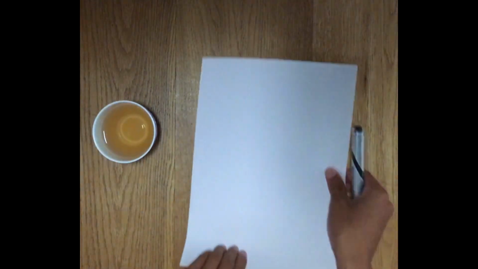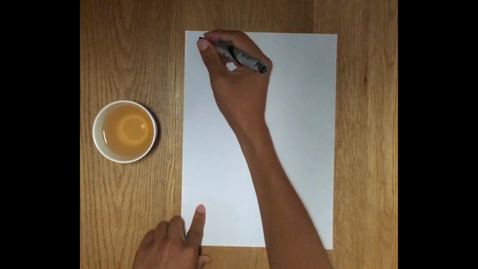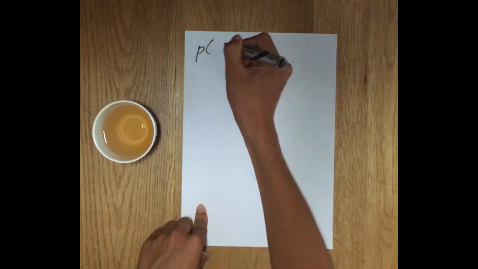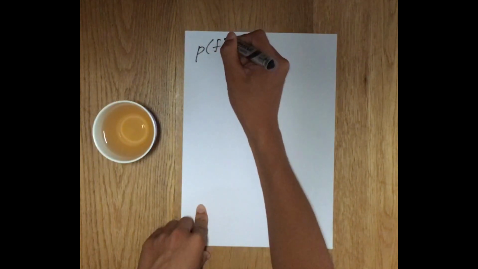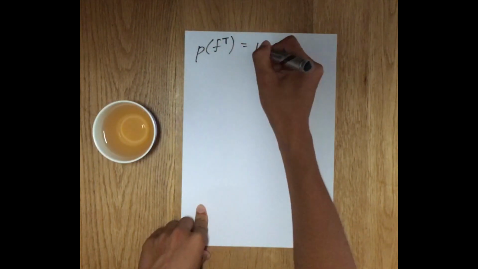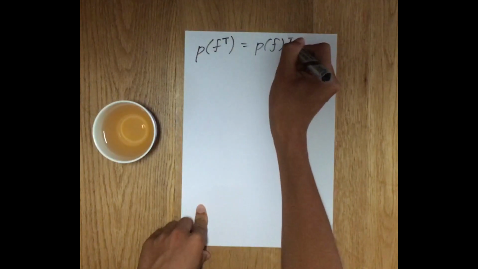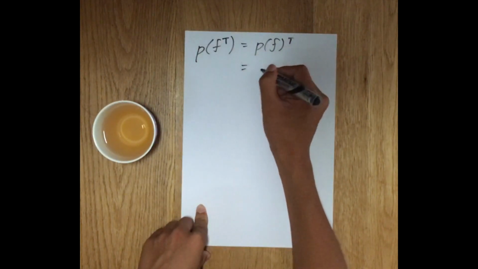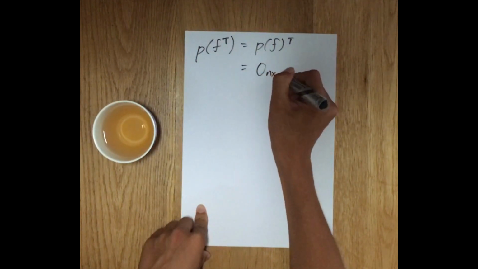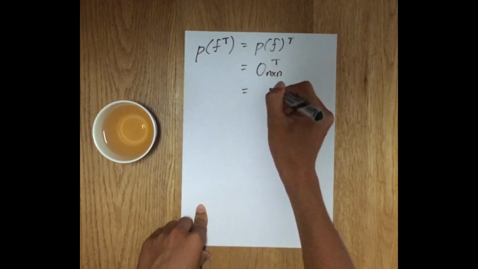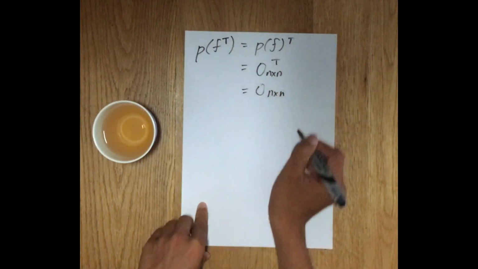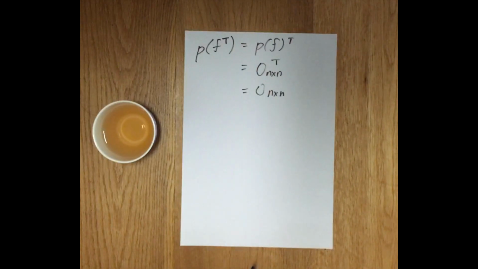And let's consider what happens with the vanishing polynomial. So with a vanishing polynomial, p of f transpose is equal to p of f, transposed. And since p of f is 0, well, 0 transpose is just 0. So all this means is that any vanishing polynomial of f transpose is also a vanishing polynomial of f.